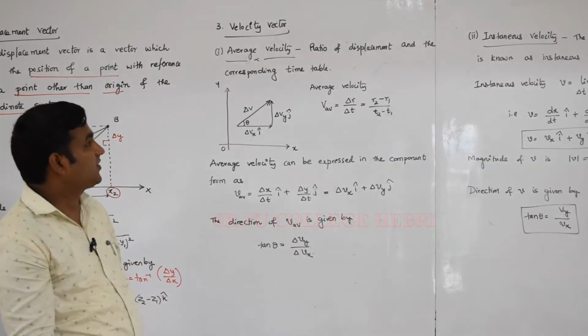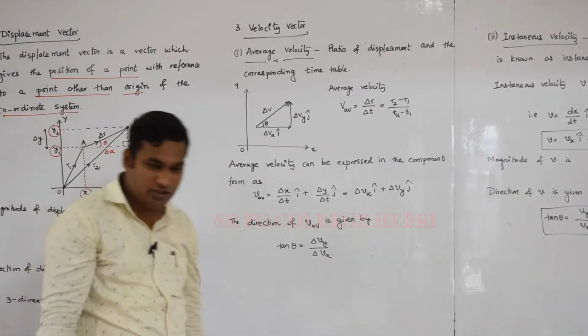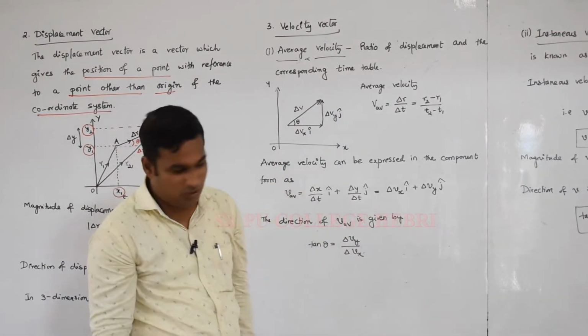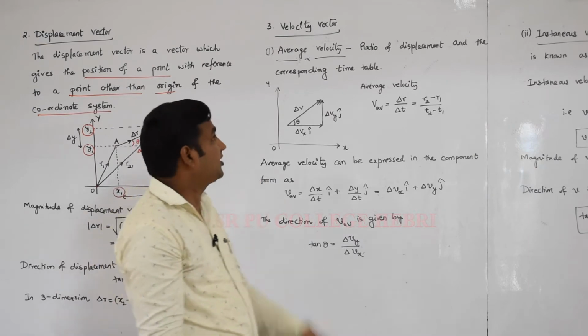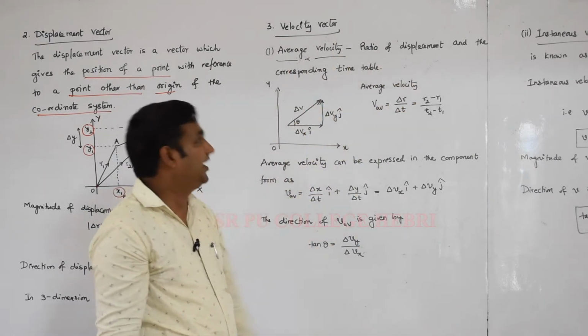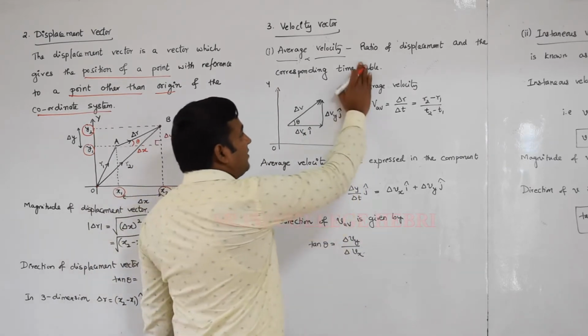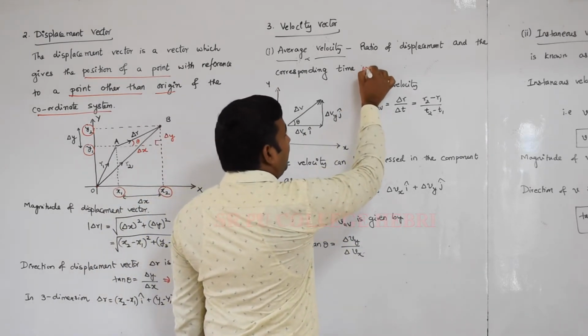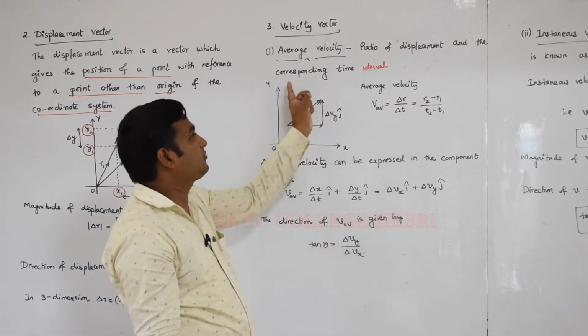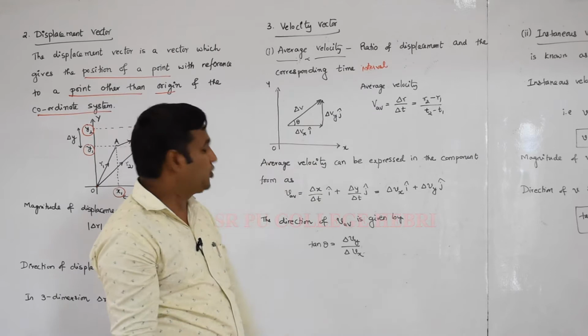In the case of velocity vector, we are going to discuss 2 important terms here. One is called average velocity and the other is called instantaneous velocity. Average velocity is nothing but the ratio of displacement and corresponding time. The ratio of displacement and the corresponding time interval is called average velocity.